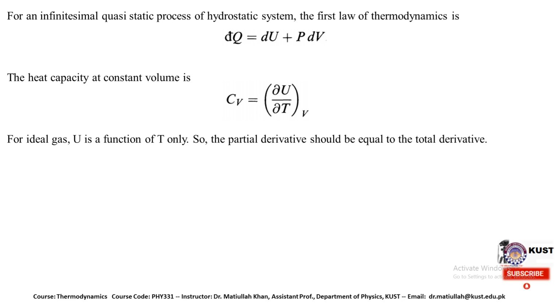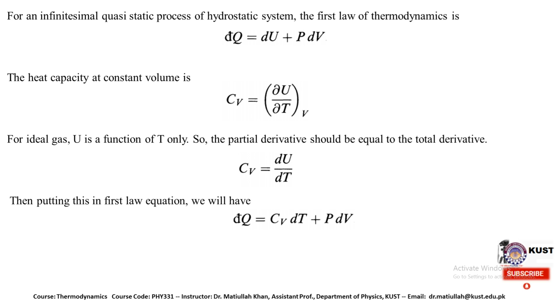For an ideal gas, we have u is a function of T only. So the partial derivative should be equal to the total derivative. So Cv is equal to du divided by dT. And then putting this value in the above equation, what happens? We will have dq is equal to Cv dT plus pdv.